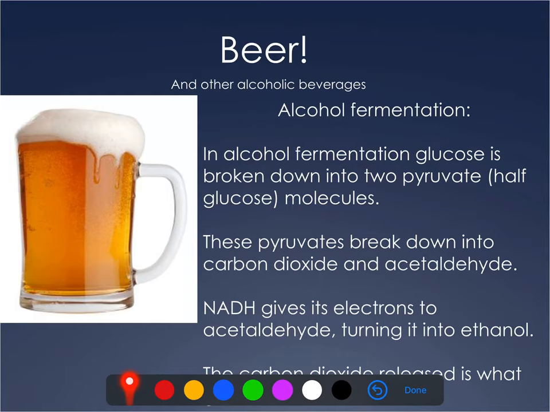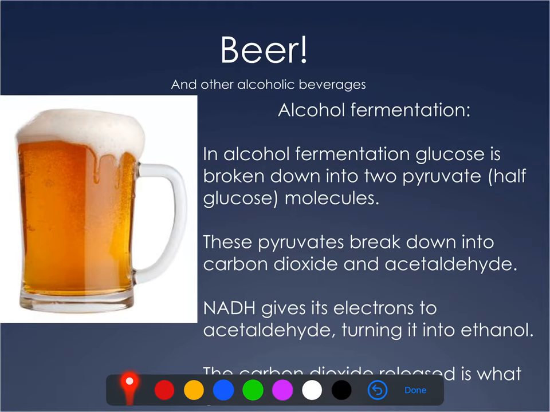In making beer or wine or mead or whatever, you're performing something called alcohol fermentation. In alcohol fermentation, the glucose is broken down into 2 pyruvates, and then the pyruvates are broken down into carbon dioxide and acetaldehyde. Remember, pyruvate is a 3-carbon sugar, so one of the carbons is going to leave as carbon dioxide, and the other 2 become acetaldehyde, and then you add the electrons from NADH to acetaldehyde, and that turns it into ethanol.